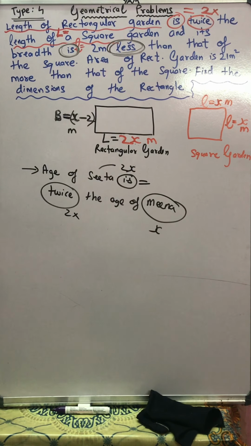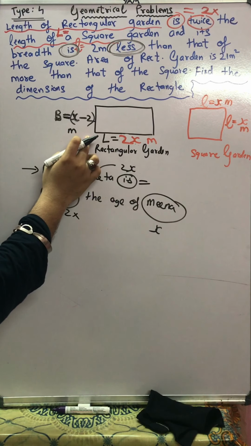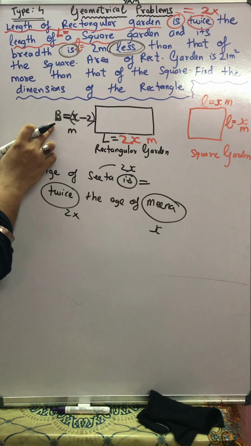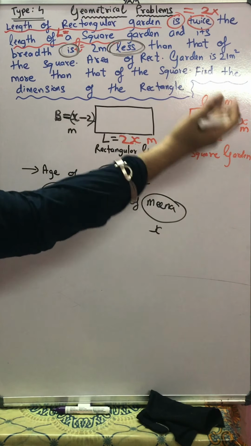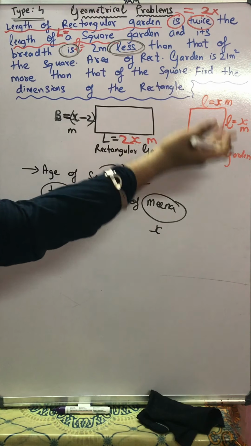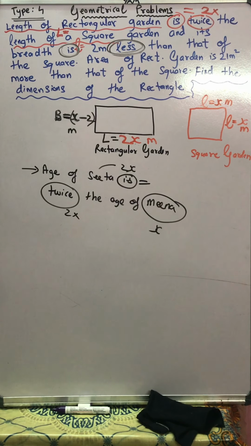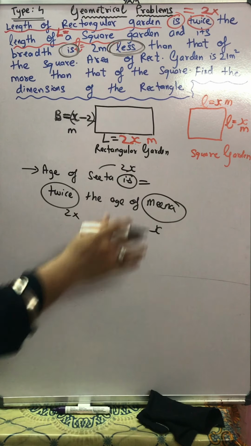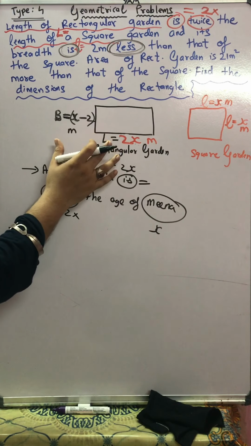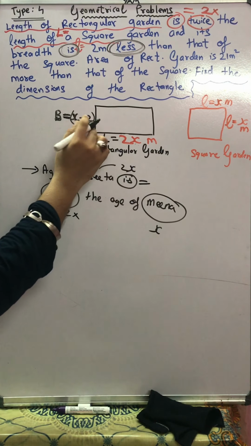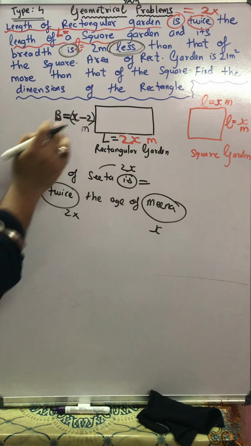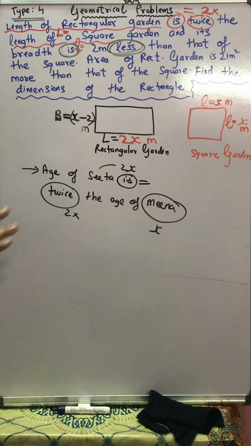So what did we understand from here? We understood that the length of the rectangle is 2 times the length of the square, so 2 into x, because the length of the square is x. And the breadth of the rectangle is 2 less, so minus 2, then that of the square. That means the breadth of the square, and the square has all sides equal, so its breadth is also x. So x minus 2. Hope you are understanding. Up till now we understood that the square's dimension is x, and in the case of the rectangle its length, capital L, is 2x meters and breadth is x minus 2 meters. Up till now, hope you have understood.